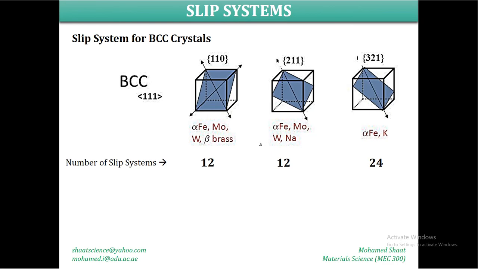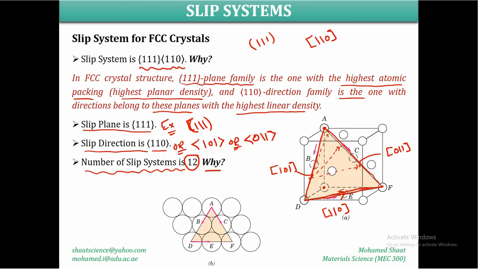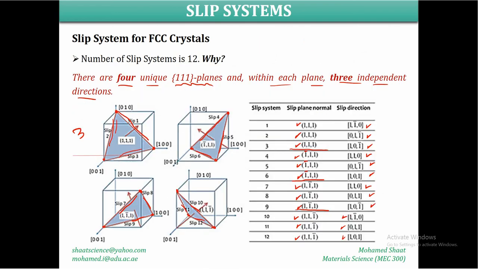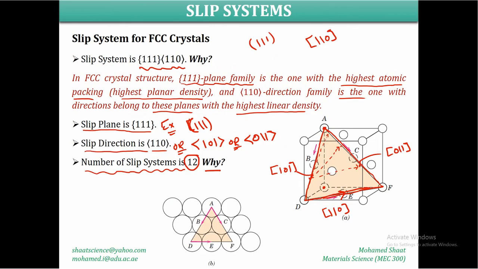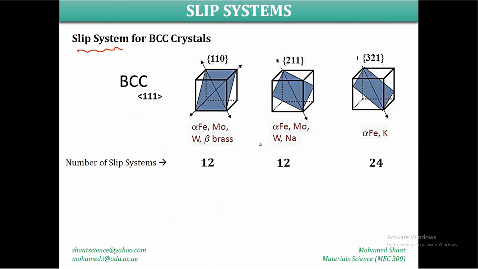So how about the BCC crystal structure? How about if we have a metal with BCC crystal structure, how many slip systems? In the BCC crystal structure, it is not only one option like the FCC. In the FCC, we have only one slip system type, which is 111 and 110 as crystallographic plane and direction, and this gives 12 possibilities of this slip system. So it is only one slip system type for FCC crystal structure, but for BCC crystal structure, we have 3 types of slip systems.